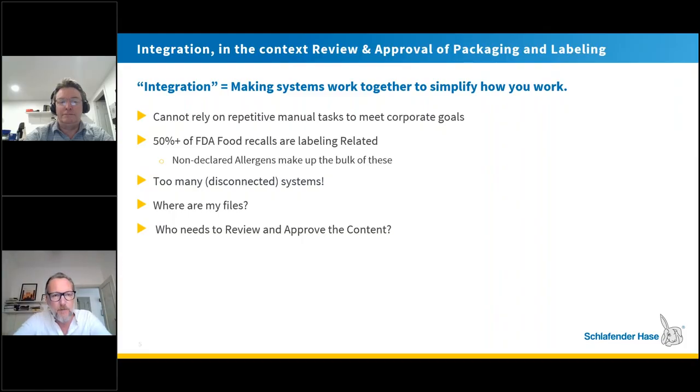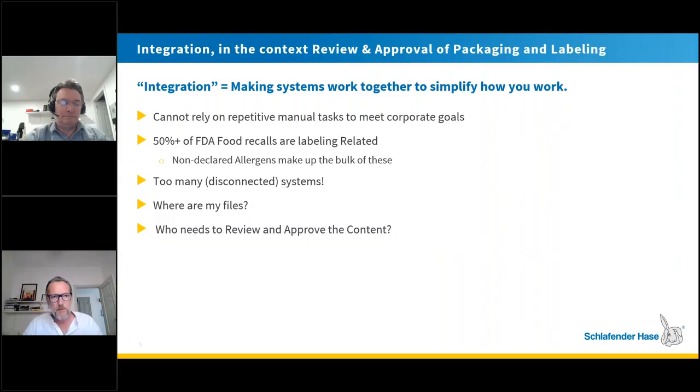As you can see from that stat there, I think we all know that more than 50% of the US FDA food recalls are labeling related. And as you can see, allergens make up a huge bulk of these. It could be typos, it could be missing content, it could be incorrect content, of course, it could be the allergens. There are so many different things that could go wrong in this process. Without meaning to scaremonger, trying to keep on top of all these things in a manual process, in a manual environment, is going to be too hard to handle.